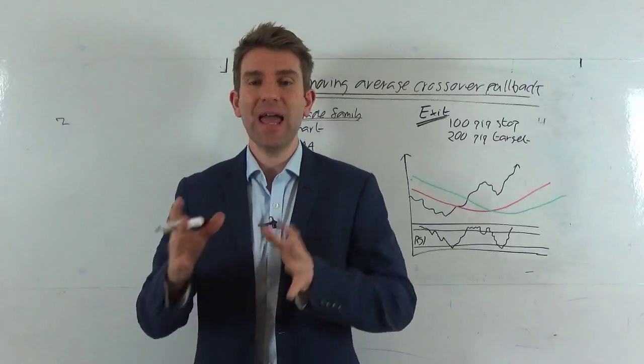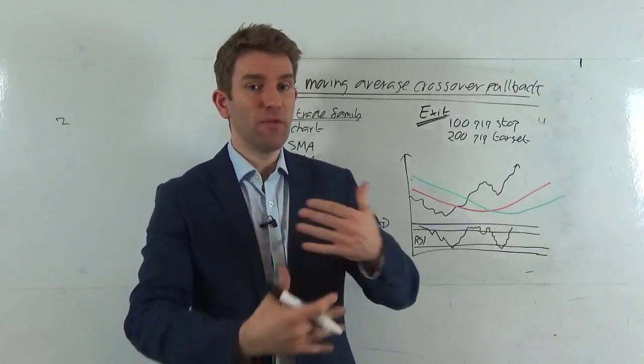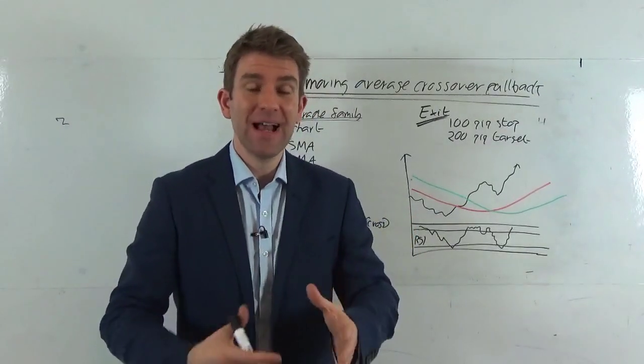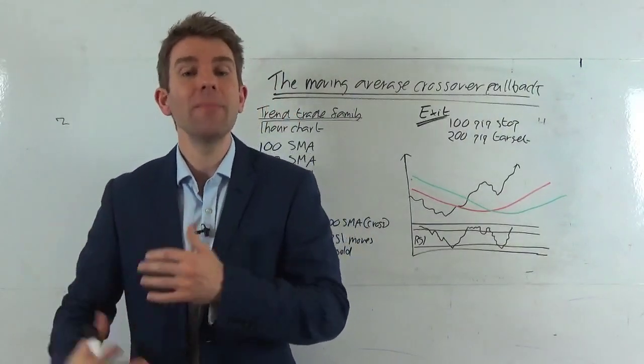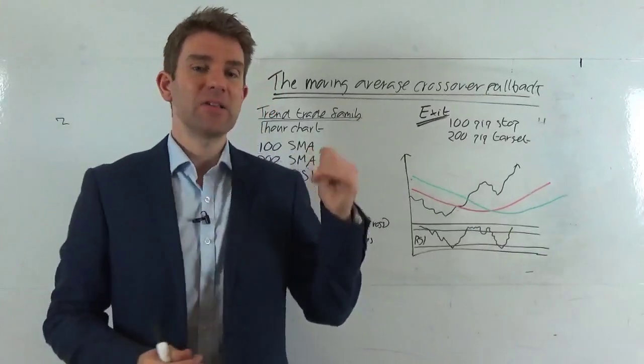Let's add another layer in. Let's wait for the confirmation or the filter of the moving average crossover. Then let's wait for a pullback. And then let's use another indicator to time that pullback to take the trade. And that's exactly what we do here.